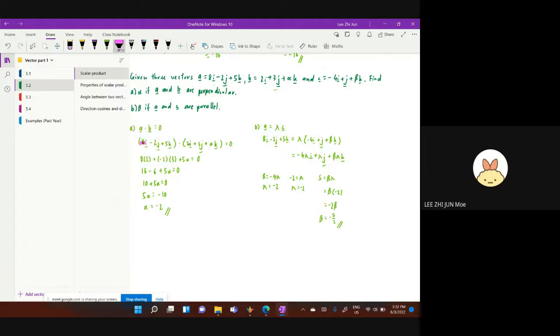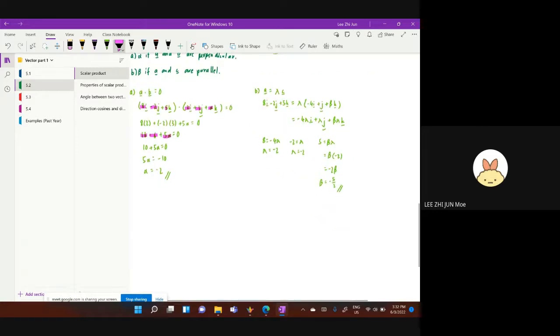8 times 2 is 16. Negative 2 times 3 is negative 6. 5 times alpha is 5 alpha. 16 minus 6 will be 10, plus 5 alpha equals 0. 5 alpha equals negative 10. Alpha will be negative 2.